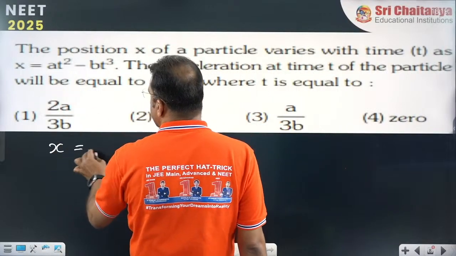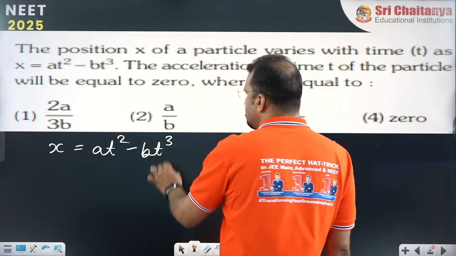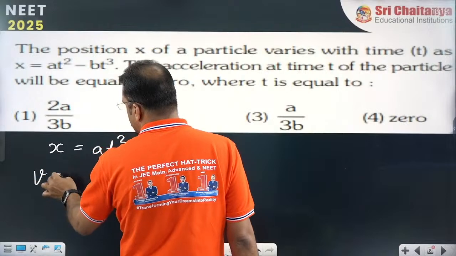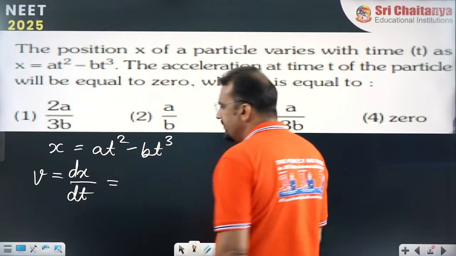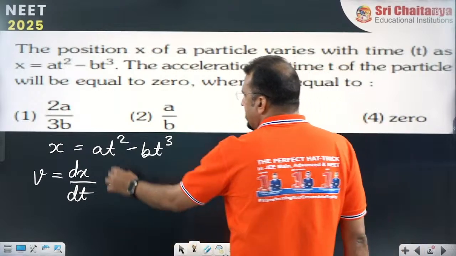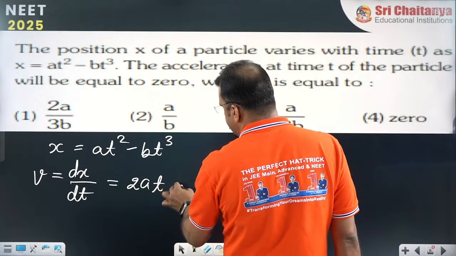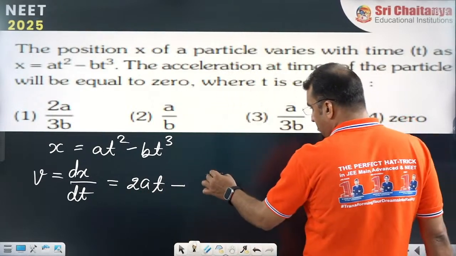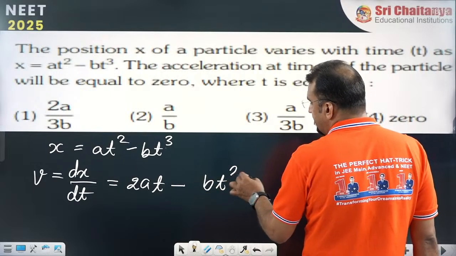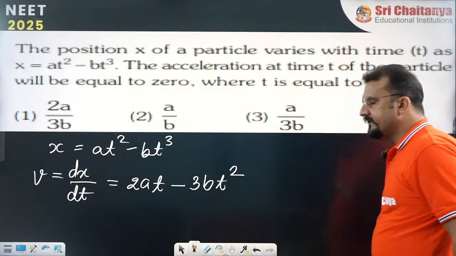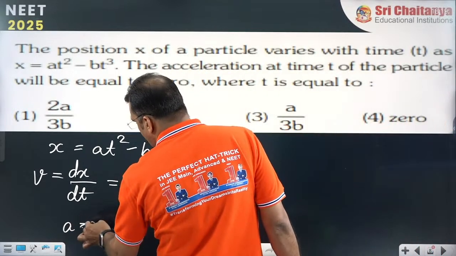Displacement is given, that is equal to at square minus bt cube. First find velocity. How to find velocity? By using dx by dt. Differentiate with respect to time. A is constant, the differentiation of t square is 2at, minus b is again constant, and the differentiation of t cube is 3t square. I think you are getting this, this is the velocity. What is asked? Acceleration. Do one more differentiation.